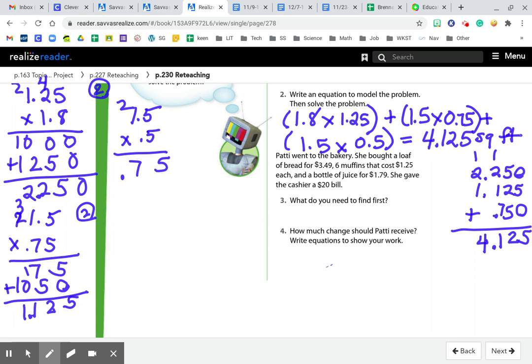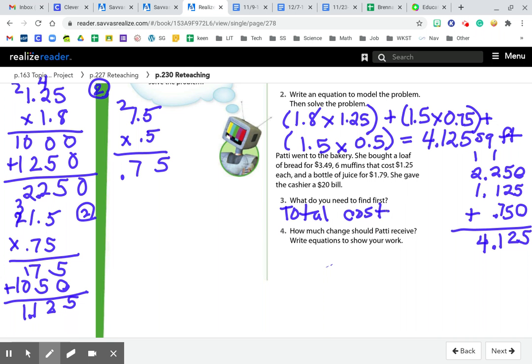Patty went to the bakery. She bought a loaf of bread for $3.49, 6 muffins that cost $1.25 each, and a bottle of juice for $1.79. She gave the cashier a $20 bill. What do you need to find first? You need to find out first her total cost. How much did all the items cost? Then you can subtract that from the $20 bill.